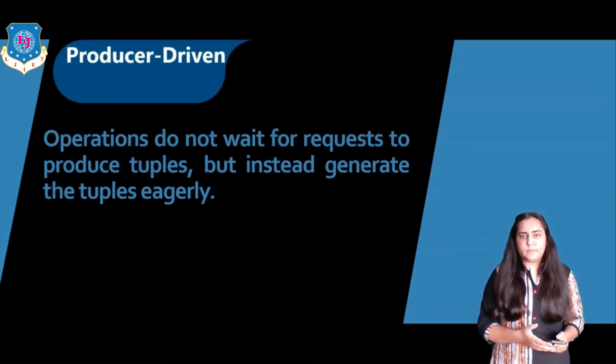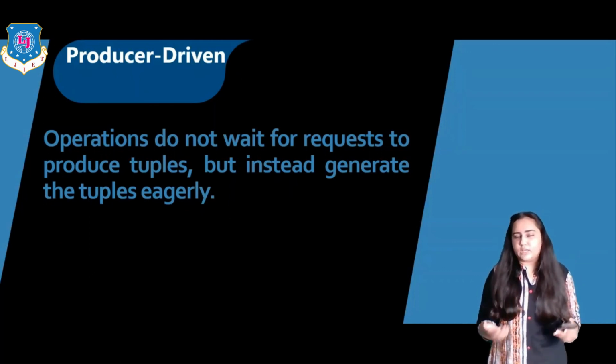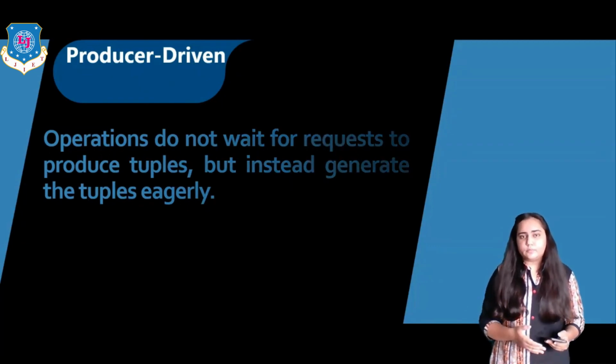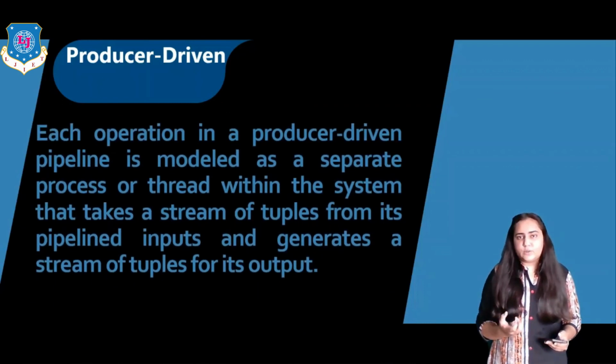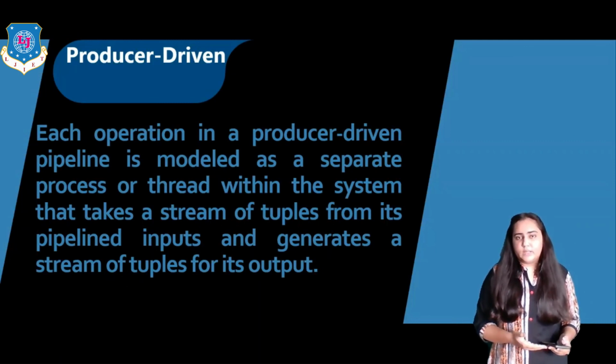In producer-driven pipelining, operations do not wait for requests to produce tuples, but instead they generate the tuples eagerly. So like I said, demand-driven is where only when there's a demand, the tuples are generated. But in producer-driven, the operations keep on generating new tuples automatically, very eagerly. And each operation in a producer-driven pipeline is modeled as a separate process or thread within the system that takes a stream of tuples from its pipelined inputs and generates a stream of tuples for its output.